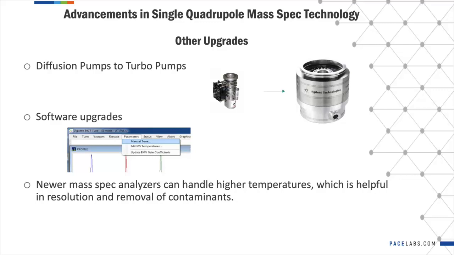Newer software has made tuning the mass spec easier and more efficient. Newer mass specs take far less time to tune. The software also allows for all kinds of parameters to be monitored and changed, which is helpful in method development and optimization for method 8260. Mass spec analyzers can also handle higher temperatures, which is helpful in compound resolution and removal of contaminants in the sampling process.